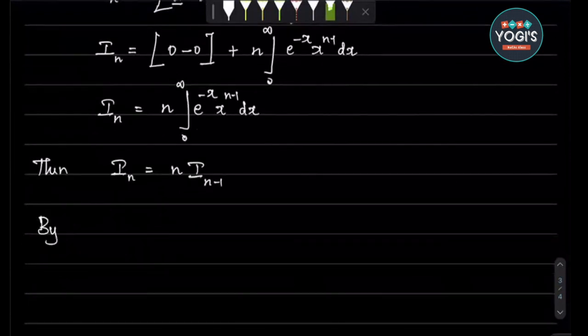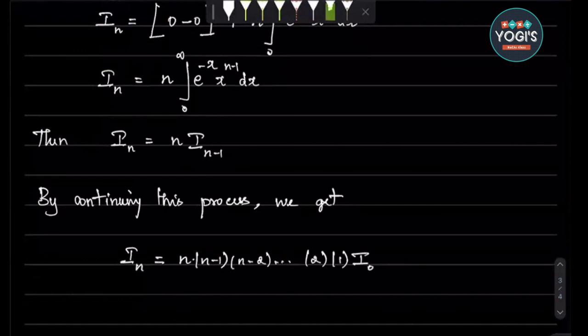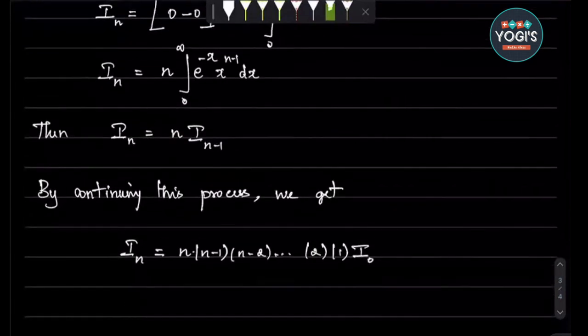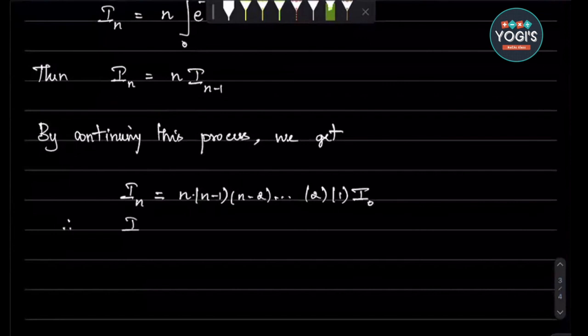By continuing this process, we get, can I say your I n will be n into n minus 1 into n minus 2 and so on into 1 into, finally, what will I have? It will go up to I 0. You understand? Yes, sir. Makes sense? So what is I 0? Yes, sir. I 0 is anything power 0, what is it? 1 only, no? 1. So therefore, what is your I n? What do you get? N factorial.